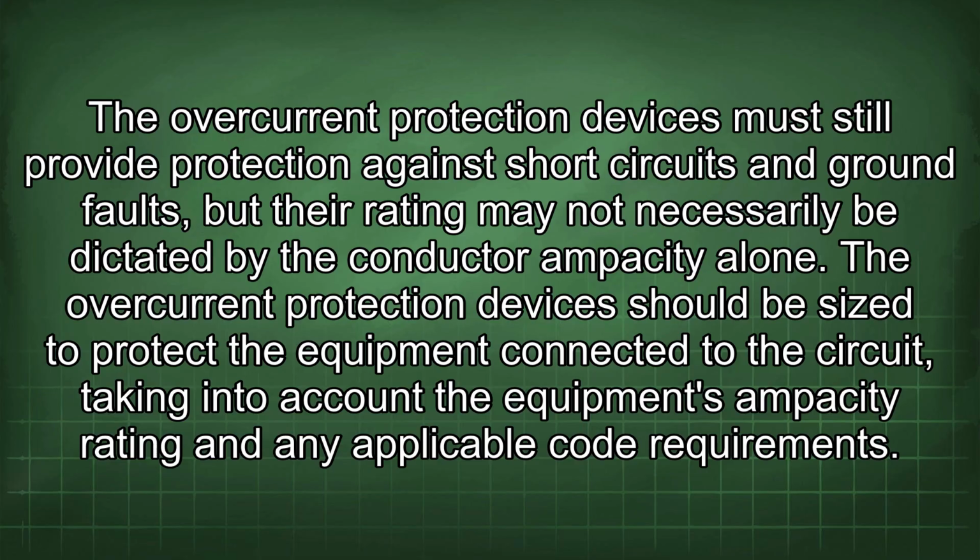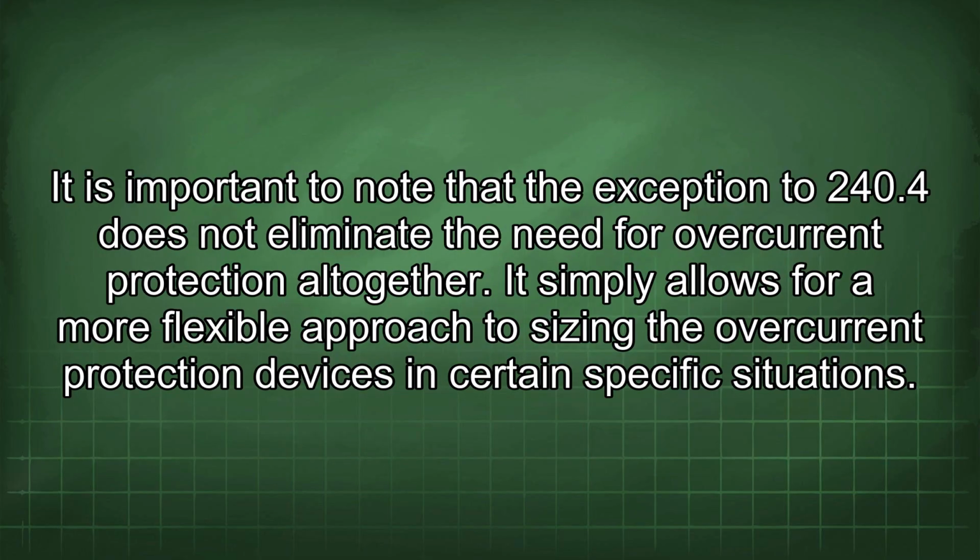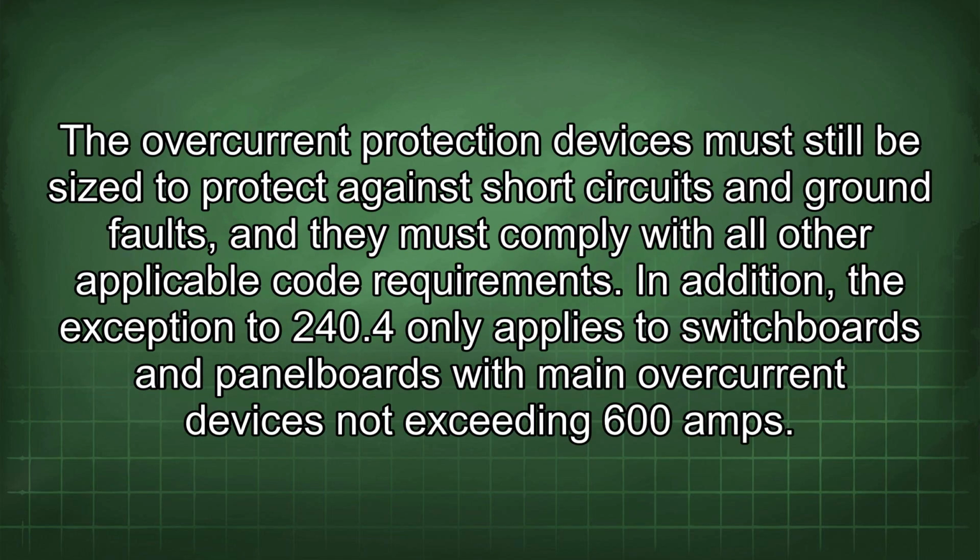The overcurrent protection devices should be sized to protect the equipment connected to the circuit, taking into account the equipment's ampacity rating and any applicable code requirement. It is important to note that the exception to 240.4 does not eliminate the need for overcurrent protection altogether. It simply allows for a more flexible approach to sizing the overcurrent protection devices in certain specific situations. The overcurrent protection devices must still be sized to protect against short circuits and ground faults, and they must comply with all other applicable code requirements.